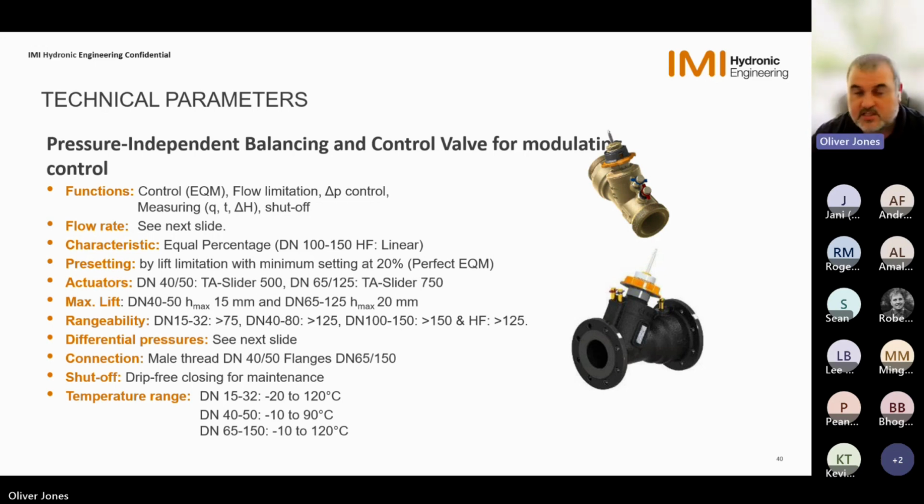Our maximum lift is, again, 15 millimeters on the smaller valve, and then 20 up to 30 mil on the 150 mil valve. And I'll cover what differential pressures we can take on the next slide. Our connections are male threaded on the 40 and 50, and then obviously flanged connection PN16 for the 65 up to 150.